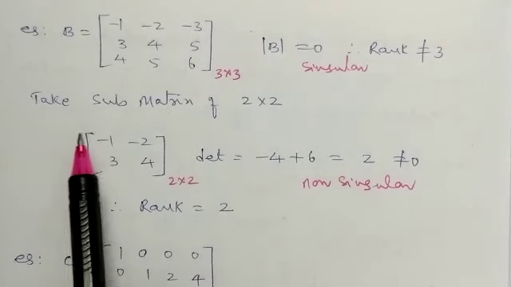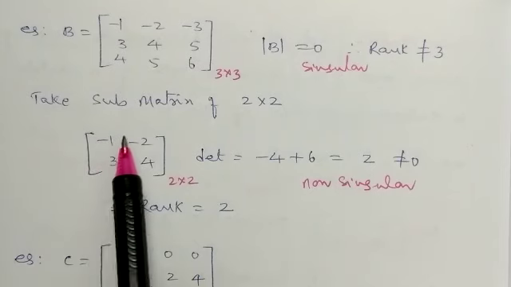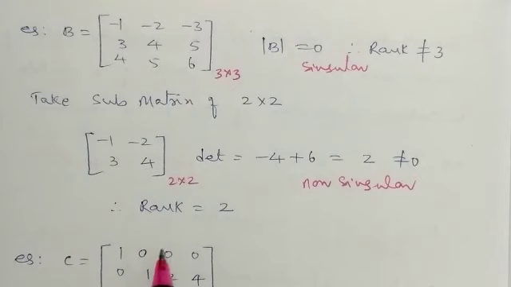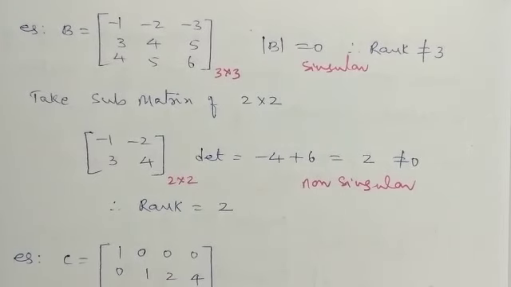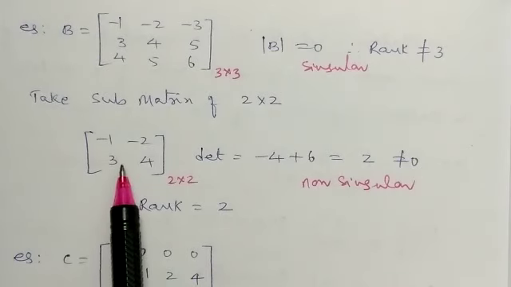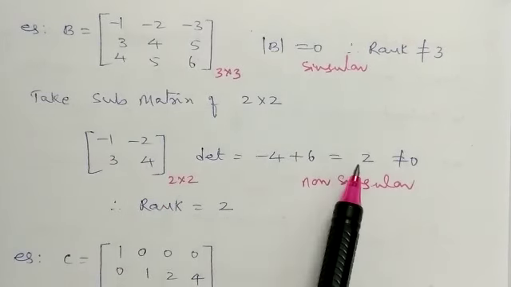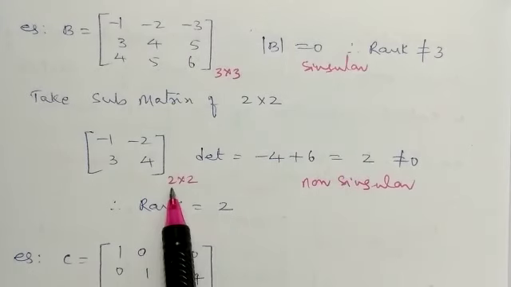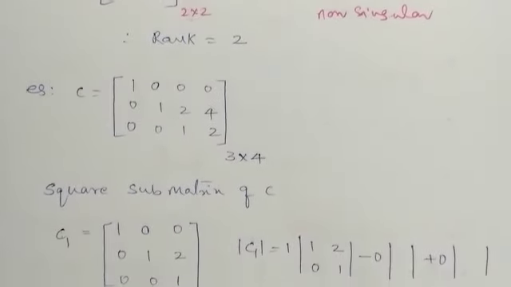If all the 2 by 2 square submatrices are singular matrices, in such case the rank is 1. The rank of the matrix is 1. But in this particular example, I identified a square submatrix of order 2 by 2 whose det is not equal to 0. So rank is its order, whose det is not equal to 0. Right. Let us move to one more example.